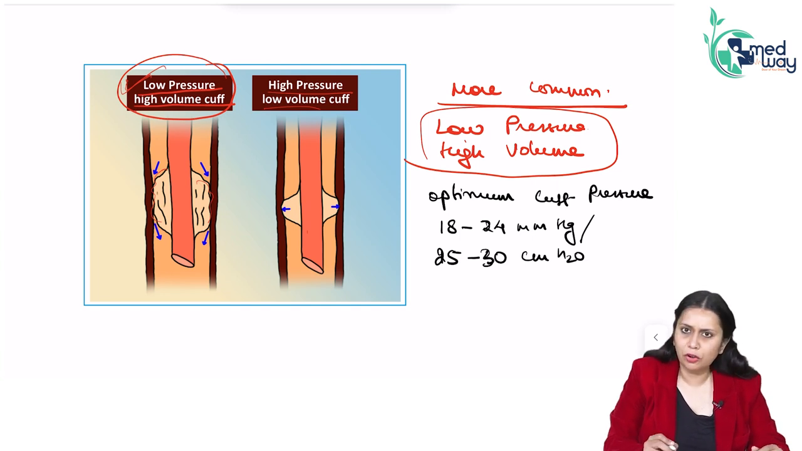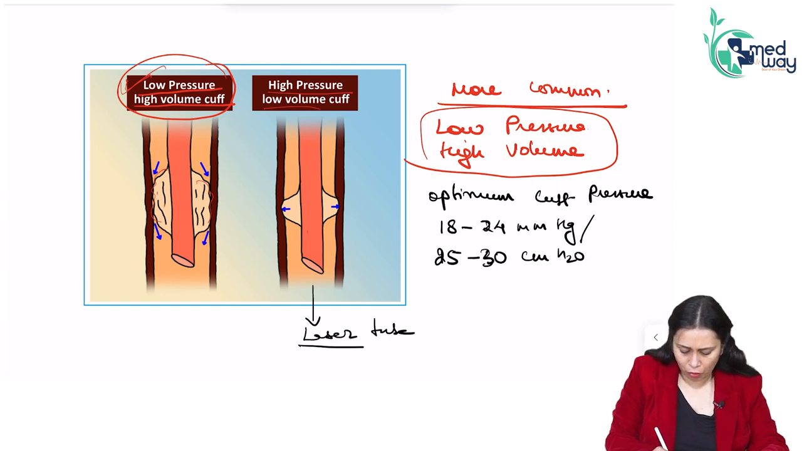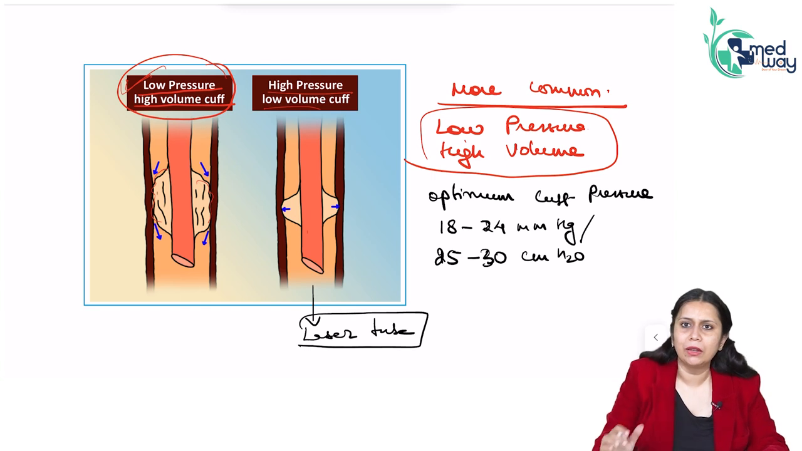Now, high pressure, low volume cuff is used in some special tubes like your laser tube, where we want a very high pressure and no gas to escape in the oral cavity where the laser is being used because there is a risk of fire. Okay, so we talked about cuff.